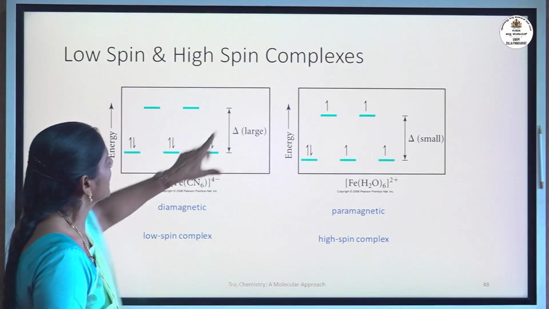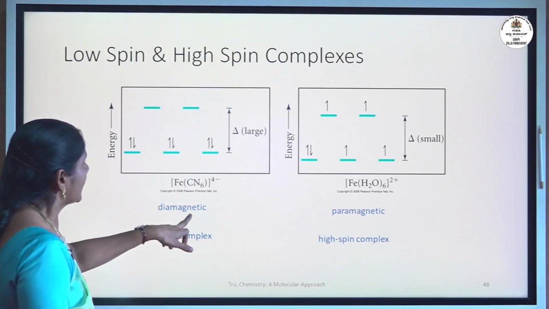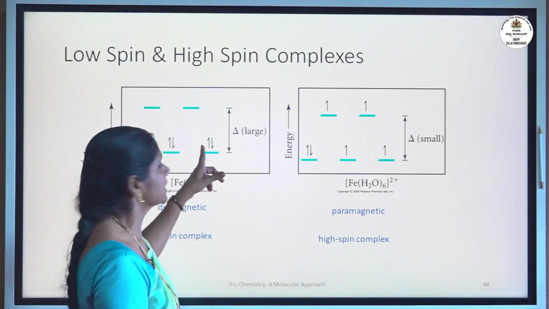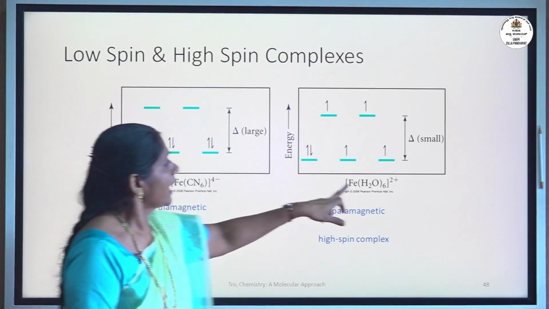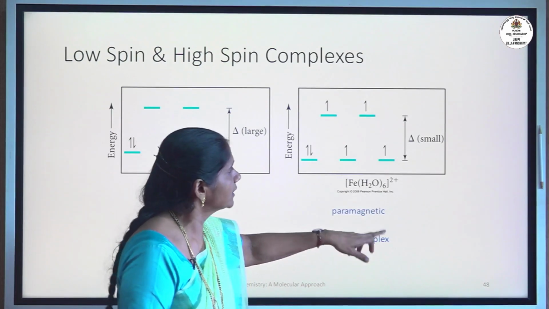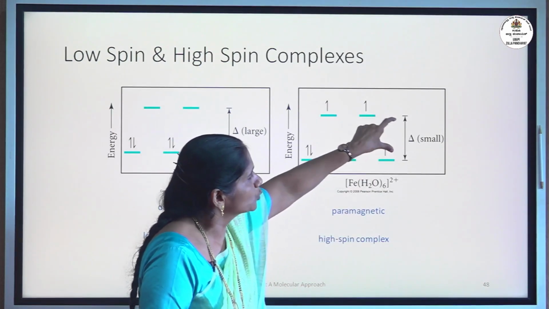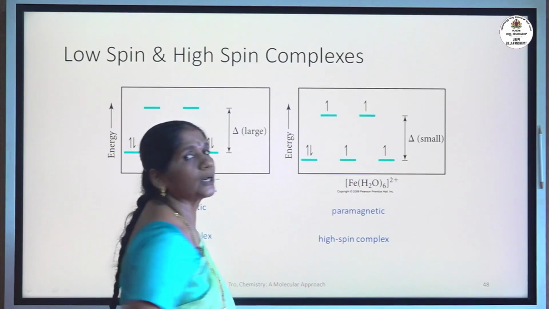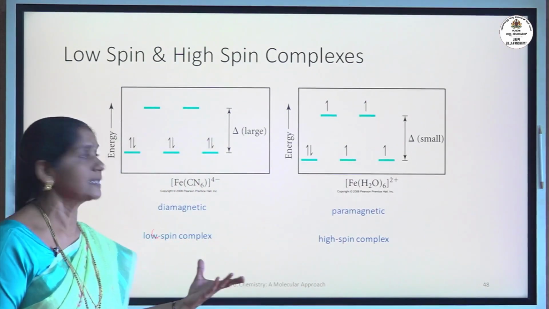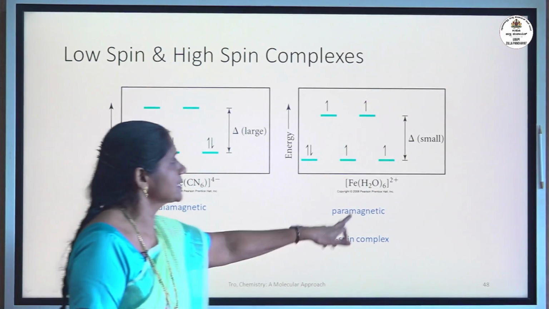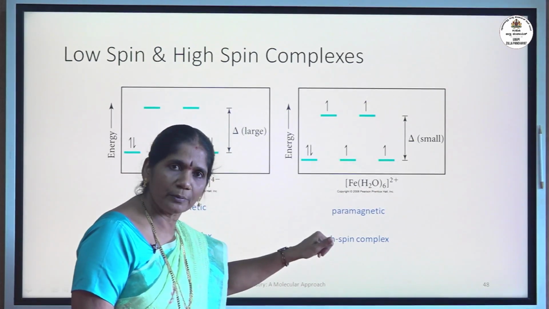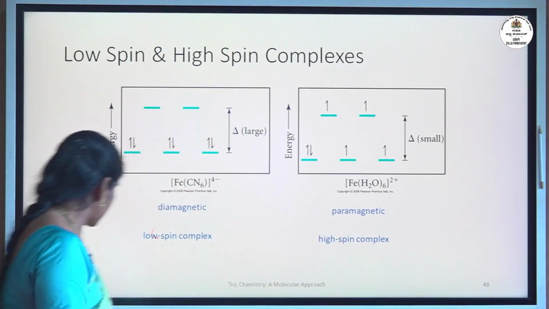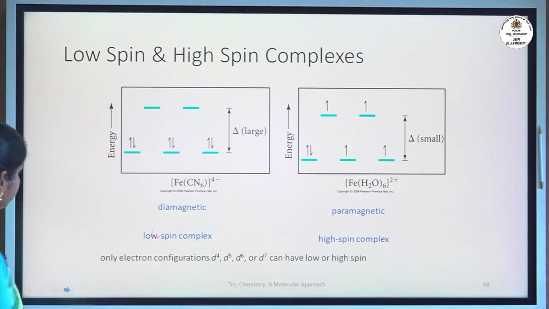If the splitting is very large, it gets paired here, and we get diamagnetic and low spin complexes in the case of strong ligands. And in the case of weak ligands like water, where the splitting energy is less, the electrons will prefer to go to the upper level because the pairing energy is more. In such cases, more unpaired electrons will be present, so it will be paramagnetic and a high spin complex.